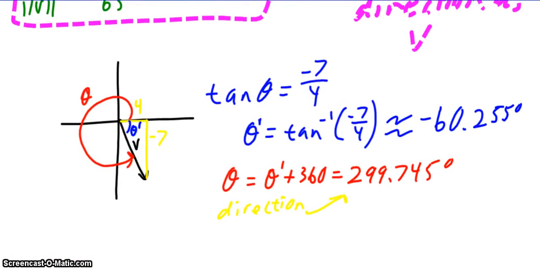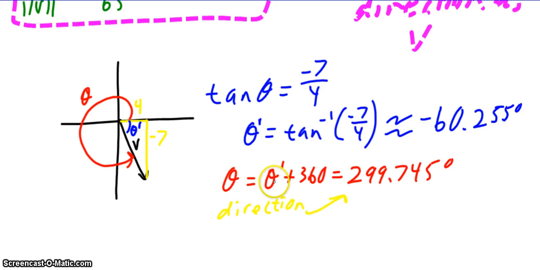How do we come up with direction? We have to think about trig. So if I draw a vector v, I know I went 4 to the right and 7 down, so I'm in the fourth quadrant here. So I have a right triangle. I'll call the angle inside of it theta prime, and then the angle outside is going to be the theta that I want to find. I know tangent of theta is negative 7 over 4. Theta prime is the tangent inverse of negative 7 over 4. That's approximately negative 60.255 degrees.